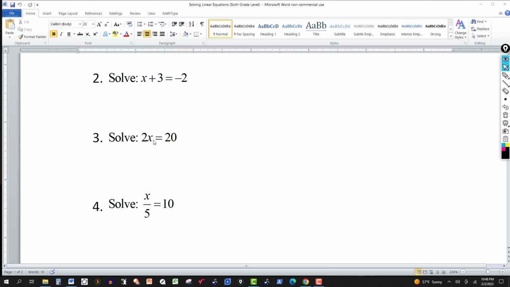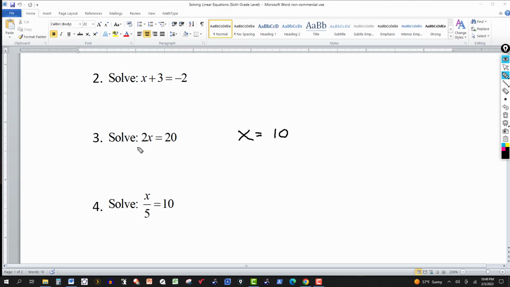Now this is times now. When it's like this, it means 2 times some number. x is the number. 2 times the number is equal to 20. What is that number? What is x? Okay, so again, some of these you can figure in your head without going through the steps. So 2 times what will give me 20? Well, 2 times 10. So I get x equal to 10.